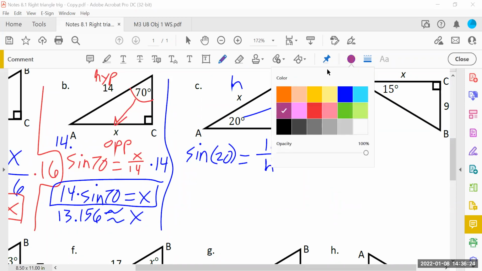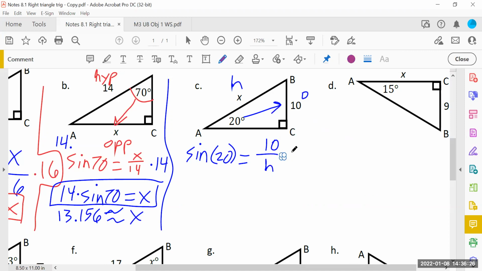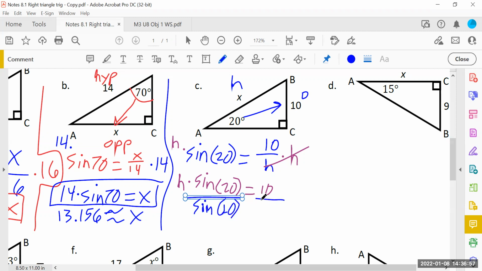In order to do that, I'm still going to multiply both sides by h, but we often have students that want to just divide both sides by 10. The problem is that gets you, instead of h, 1 over h, which is actually not helpful right now. So we're going to multiply both sides by h. That cancels out. We have h times the sine of 20 is equal to 10. Now I can divide both sides by the sine of 20, getting h by itself. So h is 10 divided by the sine of 20.